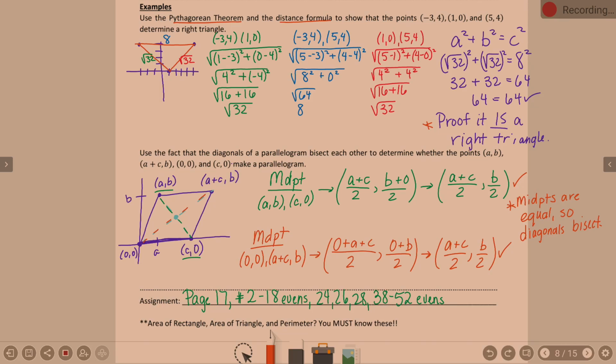There's a comment down there: areas of rectangles, triangles, and perimeters. These are things we need to know going forward. I would like to think if I ask you the area of a rectangle, the area of a triangle, or how to do perimeter, you'd be like, well, yeah, I know that.